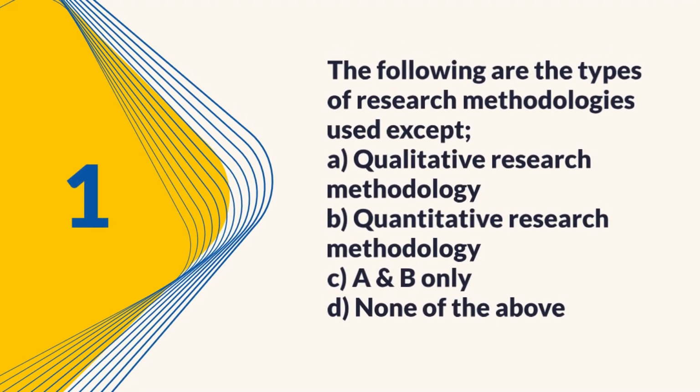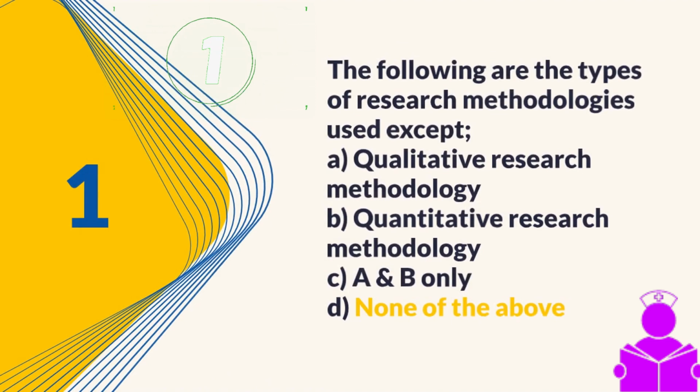1. The following are the types of research methodologies used except A. Qualitative research methodology, B. Quantitative research methodology, C. A and B only, D. None of the above.